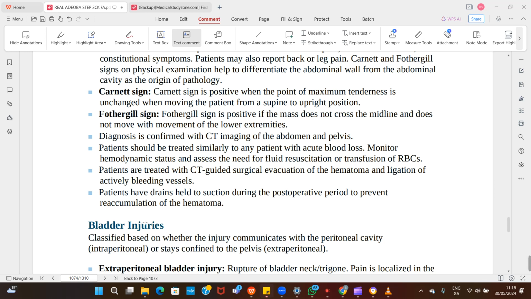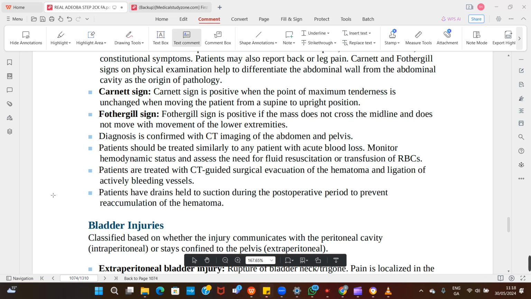It does not change. It's not within the abdominal cavity, where it can be dangling from one point to another. So it remains fixed. And even with positional change, it's still constant. So it is unchanged. That confirms your rectus sheath hematoma, because the bleeding is always confined within the rectus abdominis muscle and its surrounding sheath.